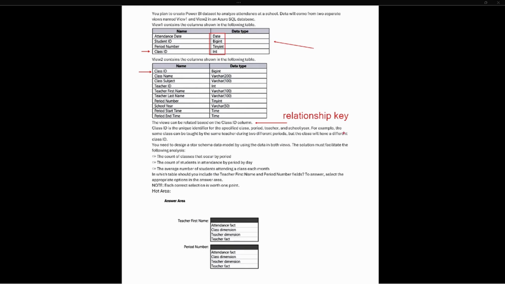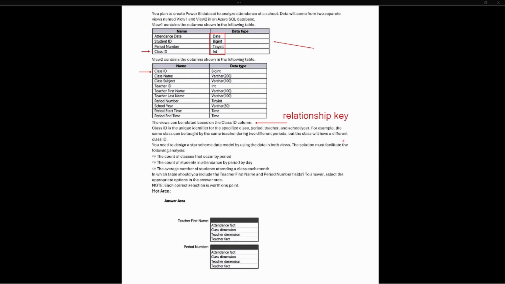Class ID is the unique identifier for specified class, period, teacher, and school year. For example, the same class can be taught by the same teacher during two different periods, but the class ID will have a different class ID. You need to design a star schema data model by using data in both views.